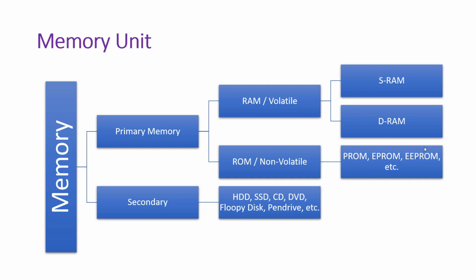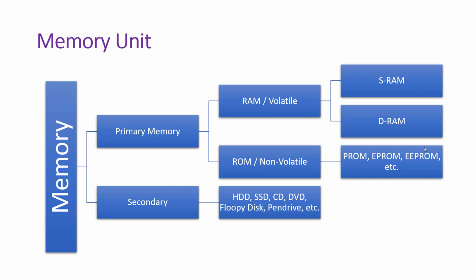And in primary memory, we can have two parts: volatile memory and non-volatile memory. Volatile memory is RAM, and non-volatile memory is ROM. Volatile memory needs power to run and to hold information, whereas non-volatile memory does not need power to hold the instruction or data.